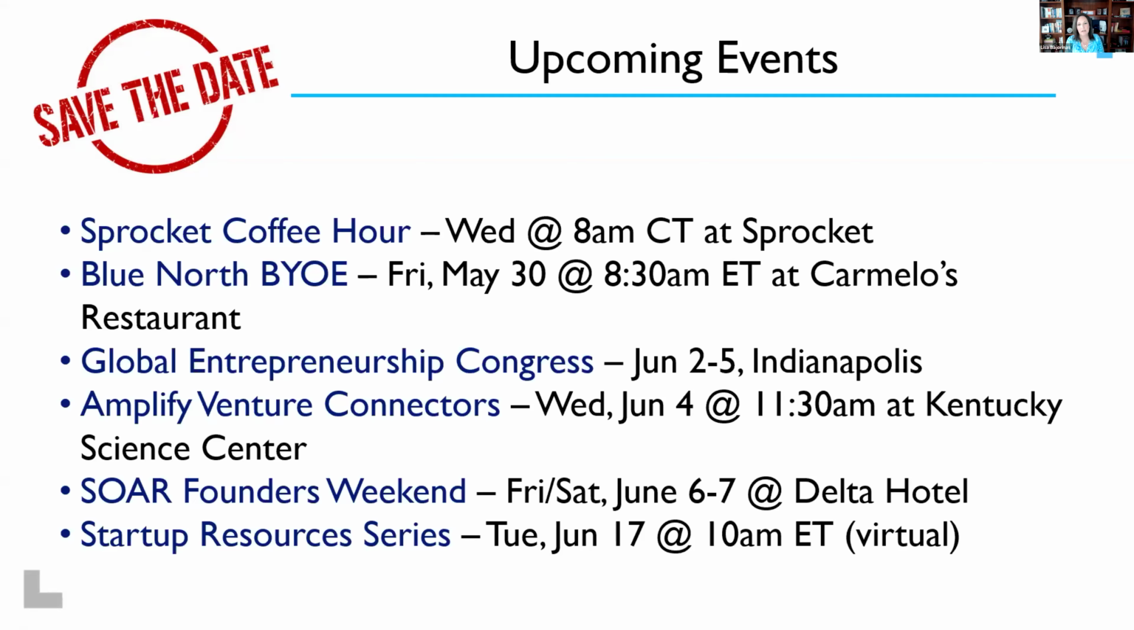If you're not aware, the Global Entrepreneurship Congress, which is affiliated with Global Entrepreneurship Week, is going to be in the US, and it is going to be held in Indianapolis over several days, June 2nd to the 5th. So if you are interested in traveling just 2 to 3 hours north of us, the Global Entrepreneurship Congress is happening in early June. Amplify will be hosting their monthly Venture Connectors on June 4th over at the Kentucky Science Center. They always have a great program speaker.